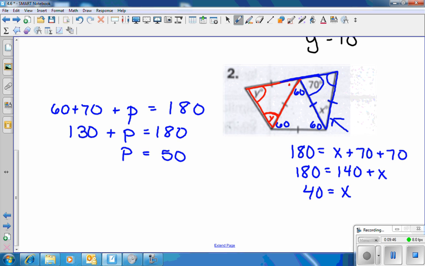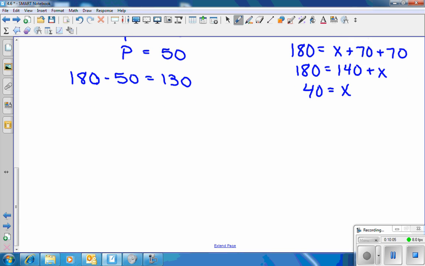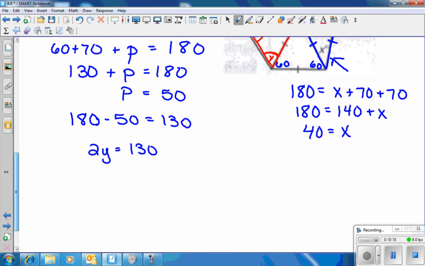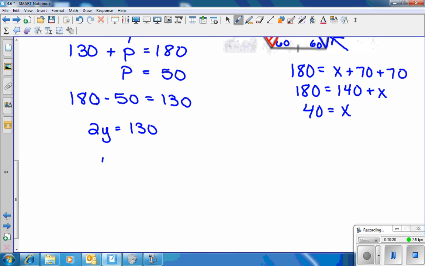And again, this is not the only way you could have done it. You could have done 130 divided by 2. This is what's going to happen. 180 minus the 50, because all three angles of the triangle add up to be 180. You're going to get what 60 and 70 added up to be. There are two different ways to do it, and I don't care which way you do it. You get 130. Now, we know that we have two y's left over, right? Because they're base angles, and they have to add up to equal 130. Divide by 2.